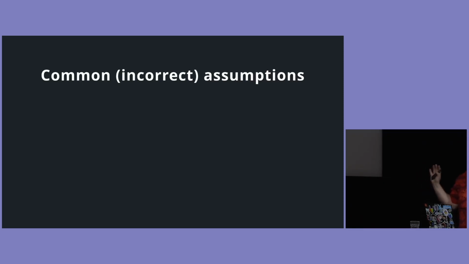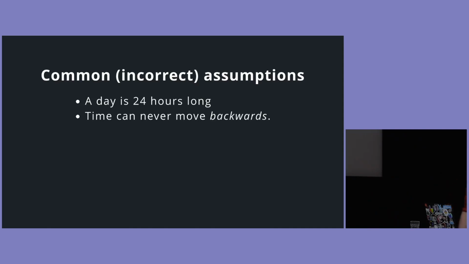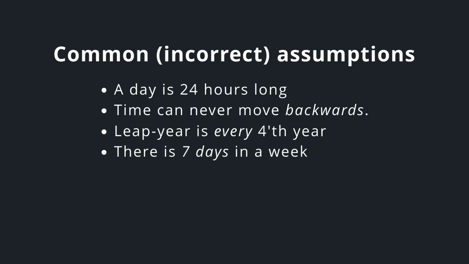So here are some common but very incorrect assumptions about time that usually happen to be in programmers' minds, like a day is 24 hours long. Time can never move backwards. A leap year is every 4th year. There are 7 days in a week.